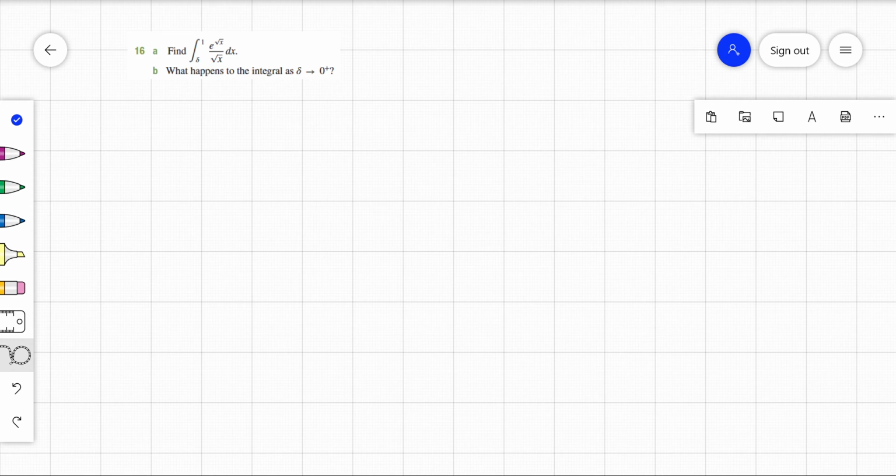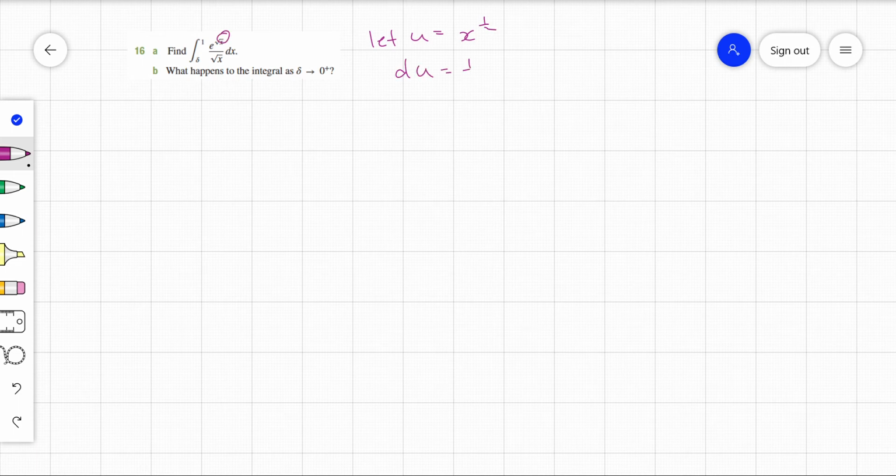Alright, so we want to do the integral first. Start with let u equal to the power, which is x to the half, the power of the exponential, because then du will equal half x to the minus a half dx, which is the same as 1 on 2 square root of x dx.